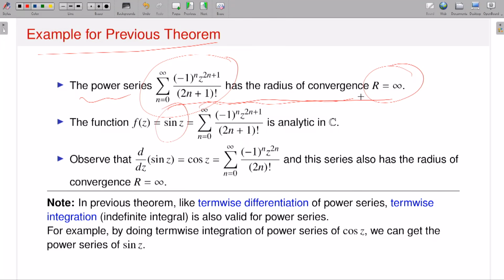Now since the radius of convergence r is equal to infinity, that means this function is analytic everywhere in the complex plane, and you know the sine function is analytic on the whole complex plane. So in terms of power series, this is the corresponding series expansion around the point 0. It is very important. This is a power series around the point 0, and the sum function is exactly equal to the sine function.